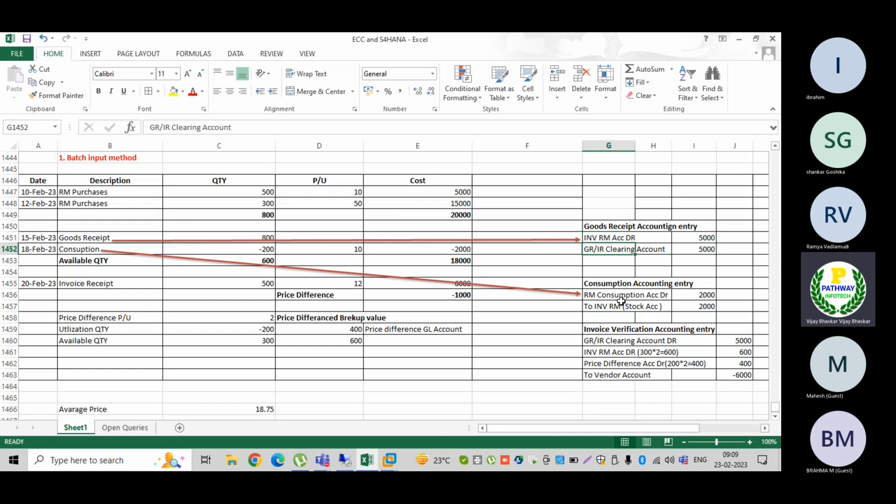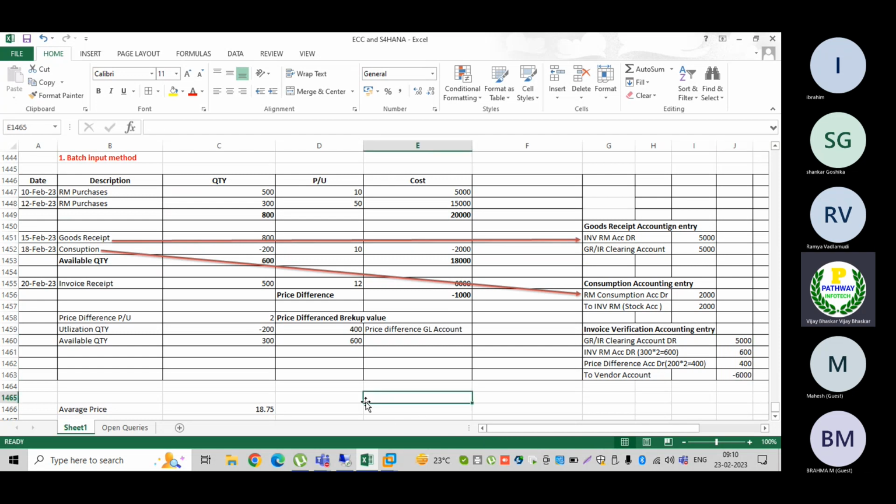Then inventory raw material account debit to GRIR clearing account here. What will happen? Then the consumption: raw material consumption account debit to inventory account, 2,000 rupees here. Then at the time of invoice verification, what will happen? This 5,000 rupees I am going to show the same value. Then the consumption, the 200 kgs which I have utilized, 200 into 2 rupees, the price difference we have talked about, right? Price difference 400 rupees. This is the final accounting entry.